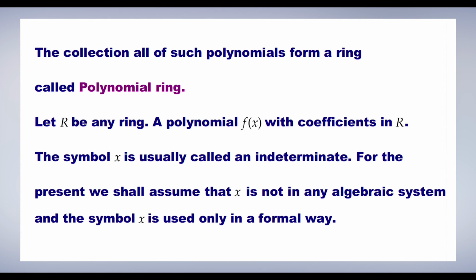The collection of all such polynomials forms a ring called the polynomial ring. Let R be any ring, and consider a polynomial f of x with coefficients in R. The symbol x is usually called an indeterminate. For the present, we shall assume that x is not in any algebraic system and the symbol x is used only in a formal way. We now construct a ring which contains the ring R with indeterminate x.